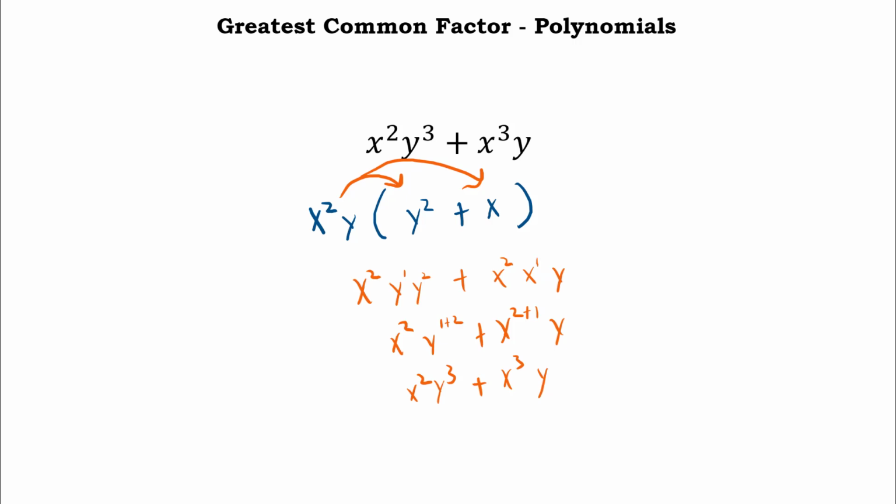So again, to factor this out, the factor is simply x squared y. That is what I can factor out of this polynomial here. I'll be left with y squared plus x in parentheses. Alright, let's do another example.